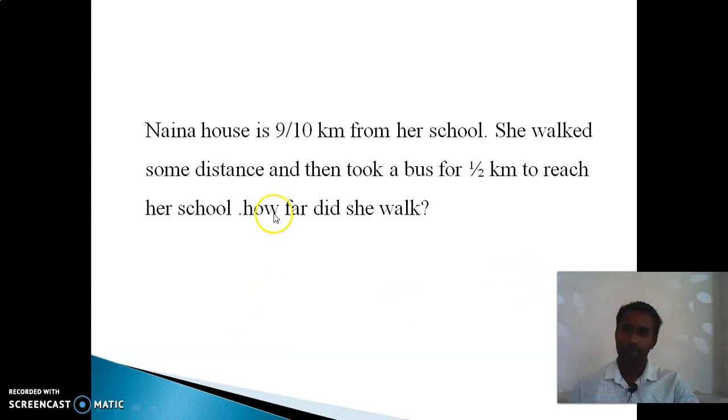Okay, so next problem, Naina's house is 9 by 10 kilometer from her school. She walked some distance and then took a bus for half kilometer to reach her school. How far did she walk? That means how far still she has to move. Can you understand? Total distance they given. Some part of the distance she walked. Some part of the distance she is going by using that bus. Okay, so shall we solve this problem?